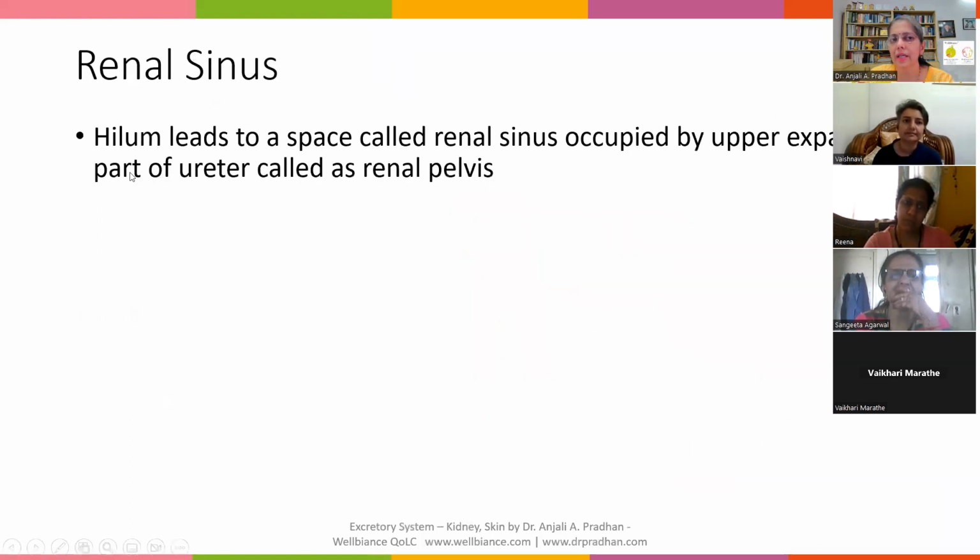Renal sinus, it is a hilum. पहले क्या किया हम लोगों ने? It is a bean shape. Shape of the kidney is bean shape. यहाँ पे notch रहता है. So through this notch, hilum रहता है. Hilum is what? Hilum leads to a space called renal sinus. अभी देखा renal sinus, occupied by the upper expanded part of the ureter called renal pelvis.